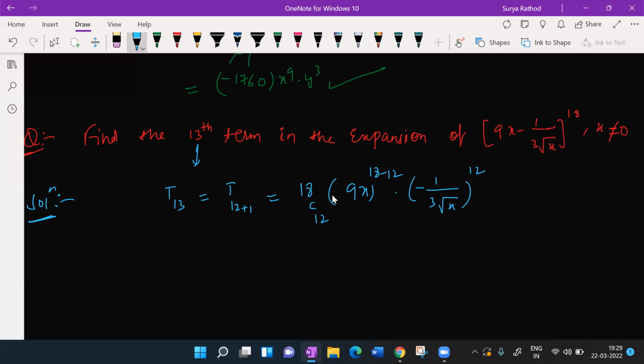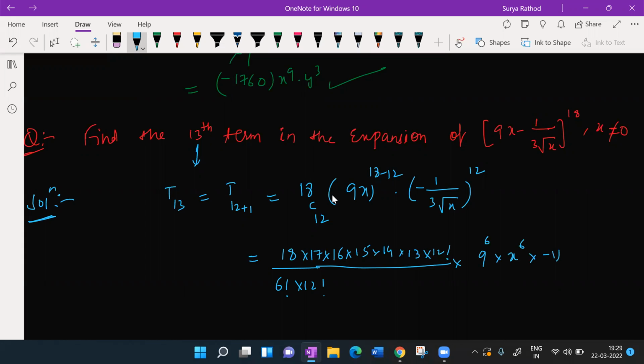Clear? So here, look at this. 18 factorial divided by (18 minus 12) factorial, which is nothing but 6 factorial into 12 factorial. 18 factorial can be written as 18 into 17 into 16 into 15 into 14 into 13 into 12 factorial, into 9 to the power of 6 into x to the power of 6. Can write like this. So minus 1 to the power of 12 into 1 by 3 to the power of 12.